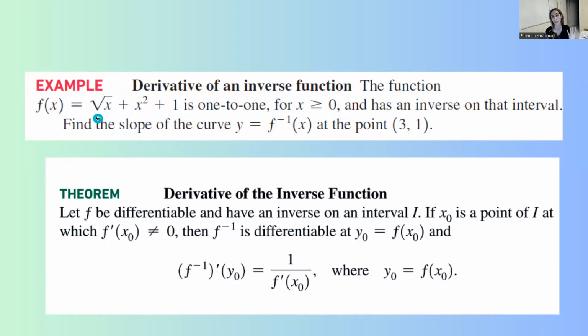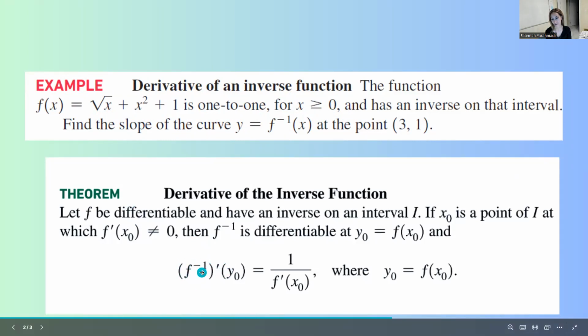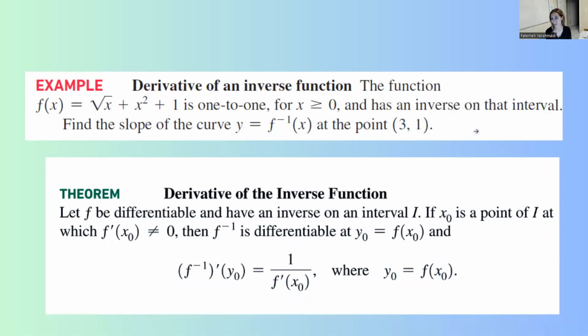So we're not going to calculate the inverse of the function. We're going to just apply the theorem and find the derivative of the inverse at that given value. Remember that the derivative of the inverse is equal to 1 over the derivative of the function at x sub 0. And remember that y sub 0 is equal to f of x sub 0. And take a look at this important point.